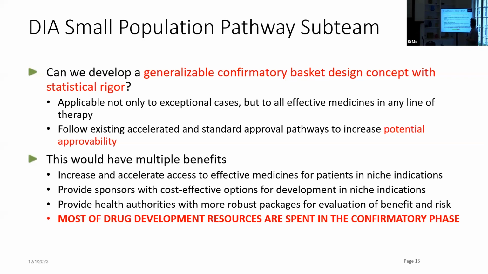Next slide, please. So my volunteer group, which is now associated with DASHU, it was associated with DIA at the time, we wanted to develop a generalizable confirmatory basket trial design concept with statistical rigor that you could use for regular drugs you use with control groups. And this would increase and accelerate access to effective medicines for patients, provide sponsors with cost-effective ways to develop, and provide health authorities with more robust packages for evaluation of benefit and risk. And again, most of the drug development resources are spent in the confirmatory phase. Next slide, please.